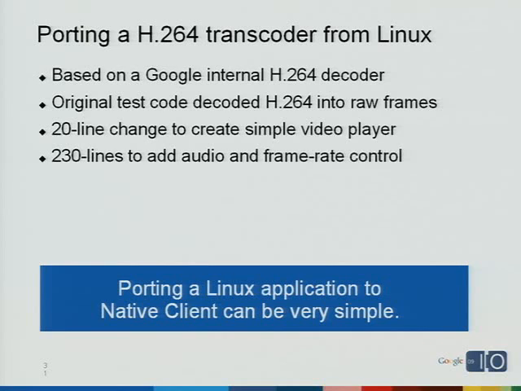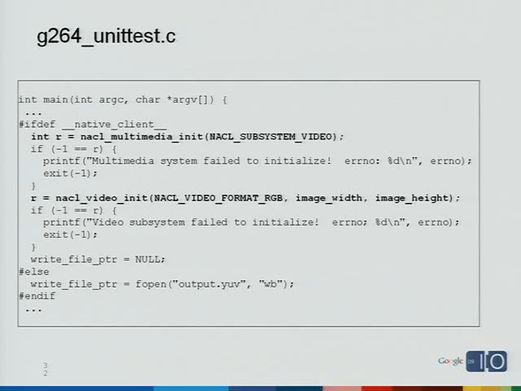About 210 additional lines were required to add audio and frame rate control. But for now, I just want to focus on the video modifications. I'm actually going to walk you through the 20 lines of source changes that it took to make this run in native client. Firstly, in order to use the multimedia subsystem that native client provides, and this subsystem, by the way, leverages the communications substrate, NPAPI, and the shared memory system that I mentioned earlier, you make this call to NACL multimedia init, then 4 lines of error checking.